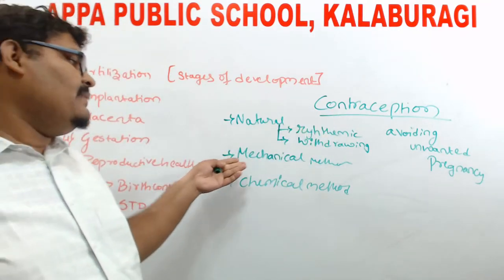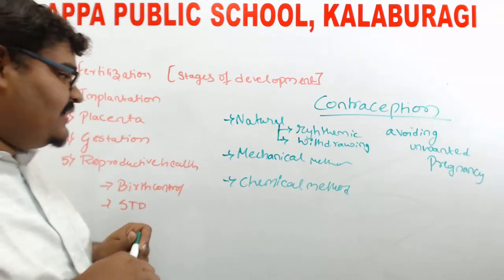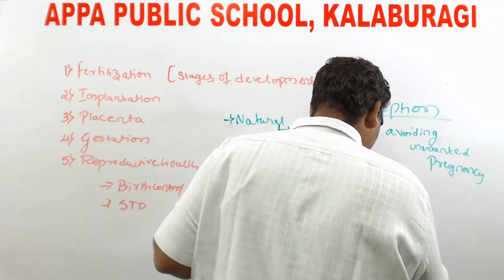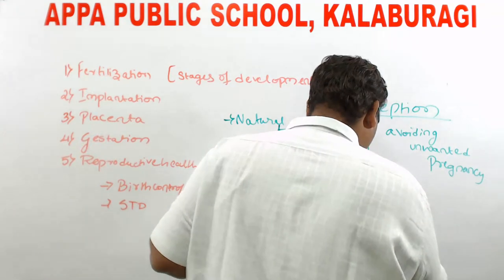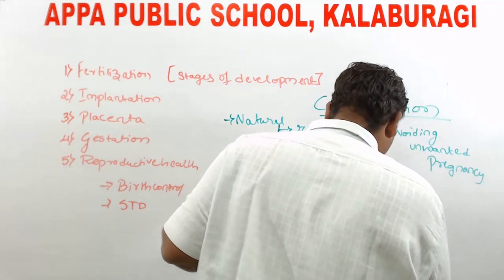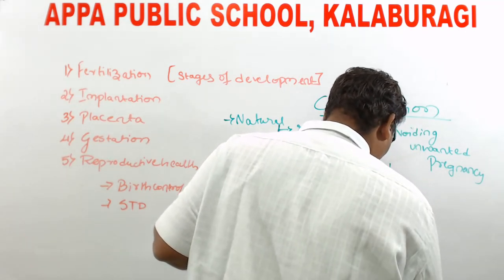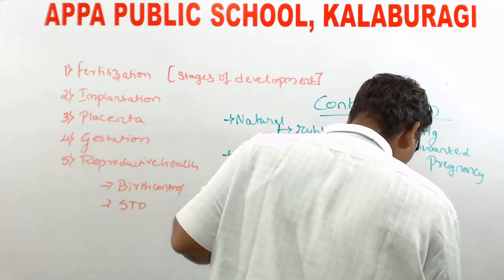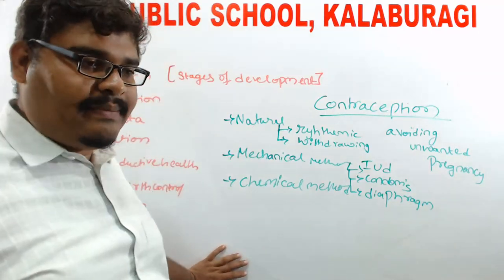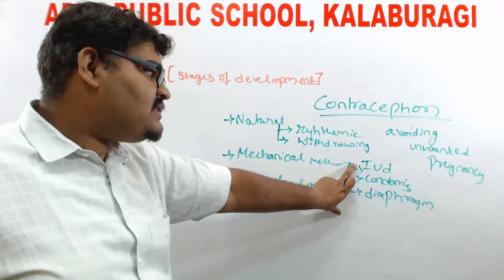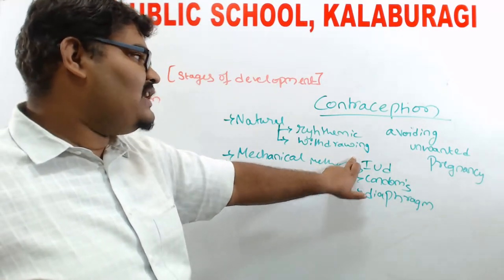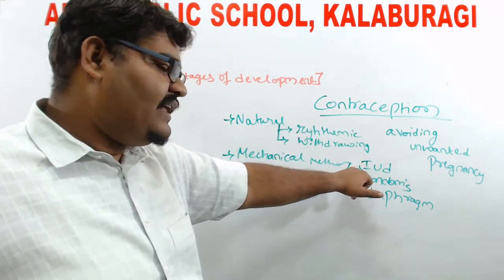Then coming to the mechanical methods, we have several, such as usage of devices like IUDs, usage of condoms, and usage of cervical caps or diaphragm. These are the three different mechanical methods of avoiding pregnancy. IUDs are devices which irritate the uterus, leading to miscarriage or contraception. That is one of the methods in case of females.